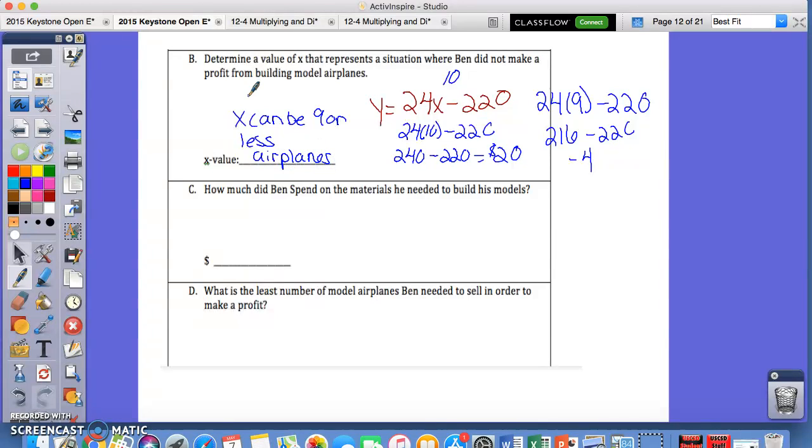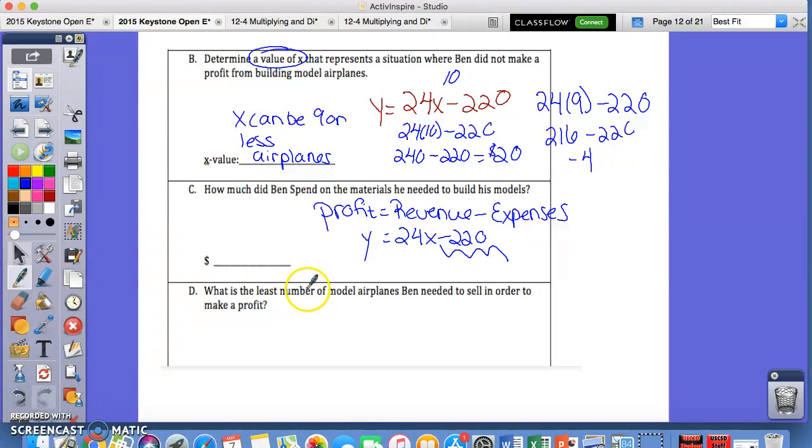Now, you could have just written 0, 1, 2, 3, 4, 5, 6, 7, 8, or 9 because it says determine a value. How much did he spend on materials? Well, we know that profit equals revenue minus expenses or cost. Since it's 24x minus 220, we know that the 220 was the expenses.